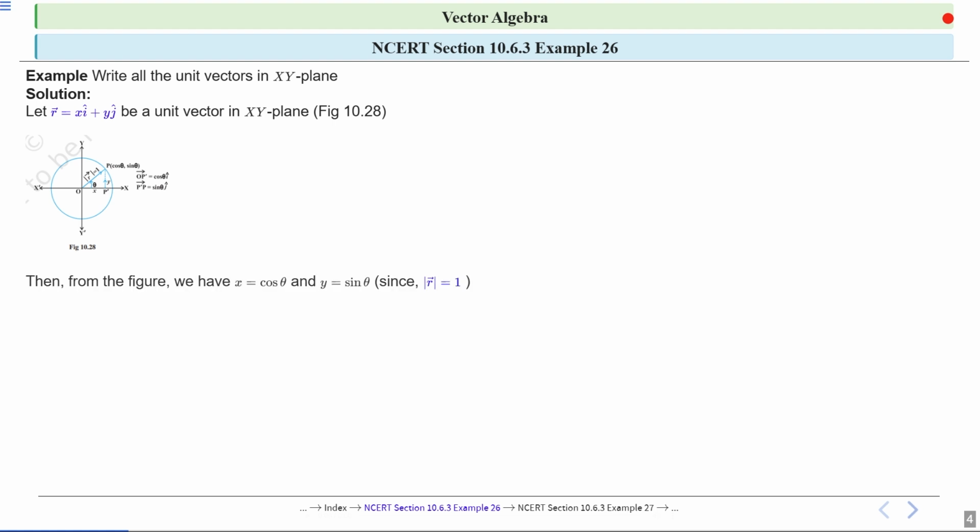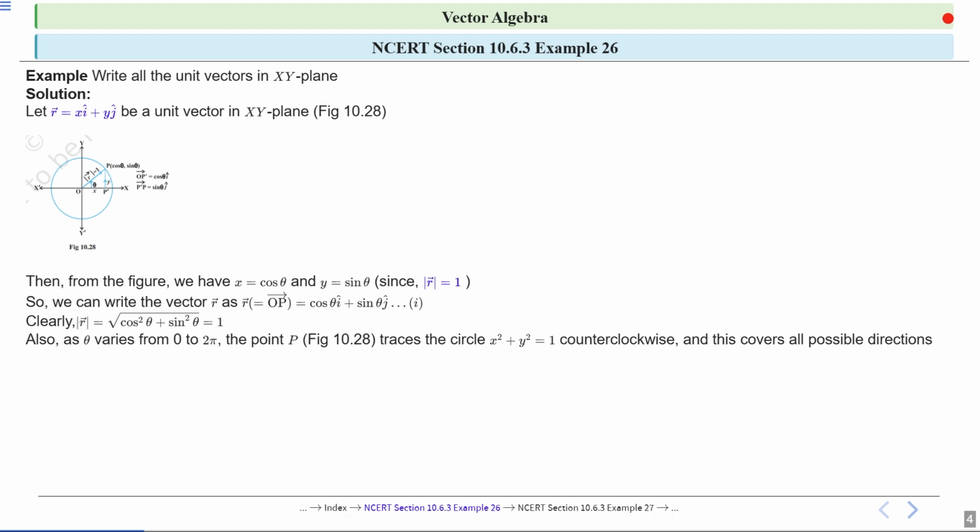Got it. So then from the figure we have x is equal to cos theta and y is equal to sin theta, since magnitude of r vector is equal to 1. So we can write the vector r vector as r vector is equal to op vector, which is cos theta i cap plus sin theta j cap, right? This is equation 1. Clearly, magnitude of r vector is basically root over cos square theta plus sin square theta, which is equal to 1.